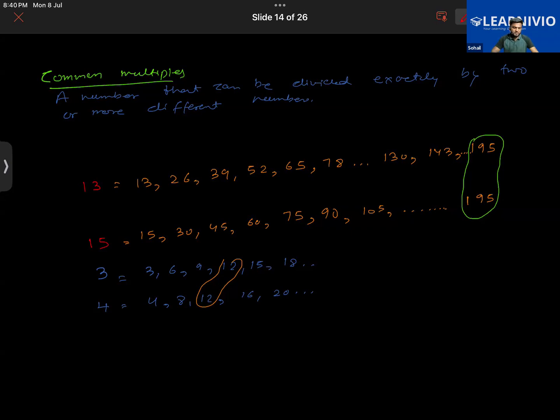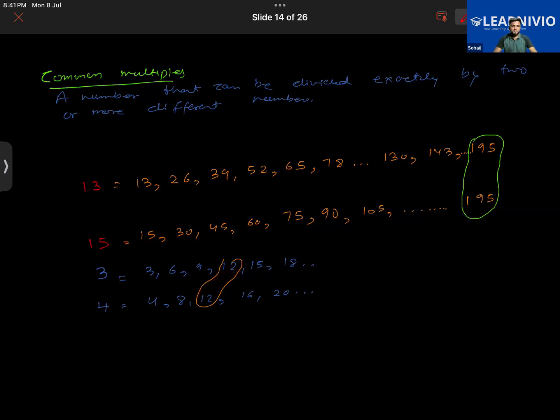So Sumaya, what we learned is that, say for example, you have the numbers 13 and 15, and these are some of the multiples of the numbers. So we see that the number 195 is a multiple of 13, and 195 is a multiple of 15 also. So we say that it's a common multiple of the numbers 13 and 15. Understood that now? Or for example, you have the numbers 3 and 4. So we have written the multiples of 3 and 4, and here the multiple 12 is a common multiple of both the numbers.